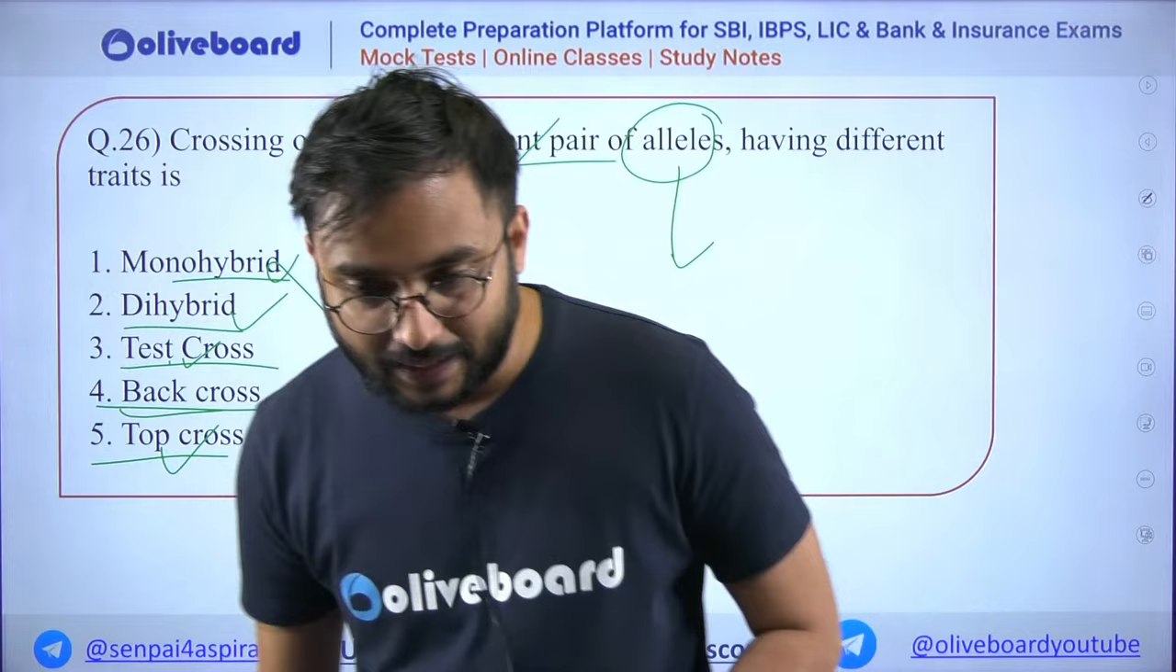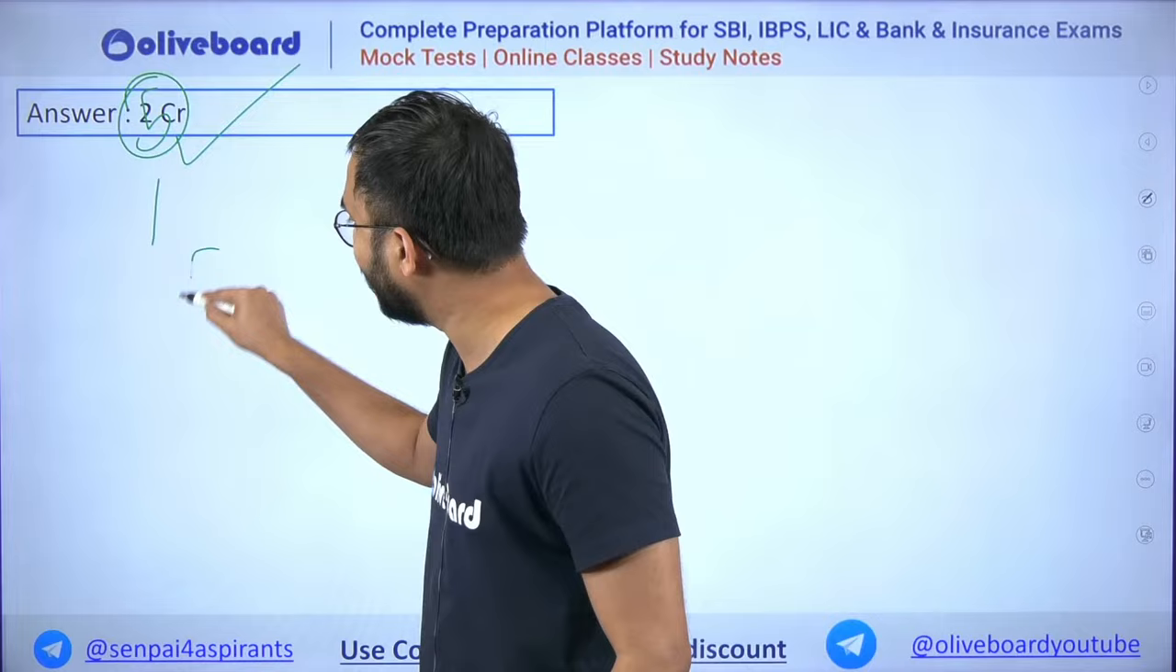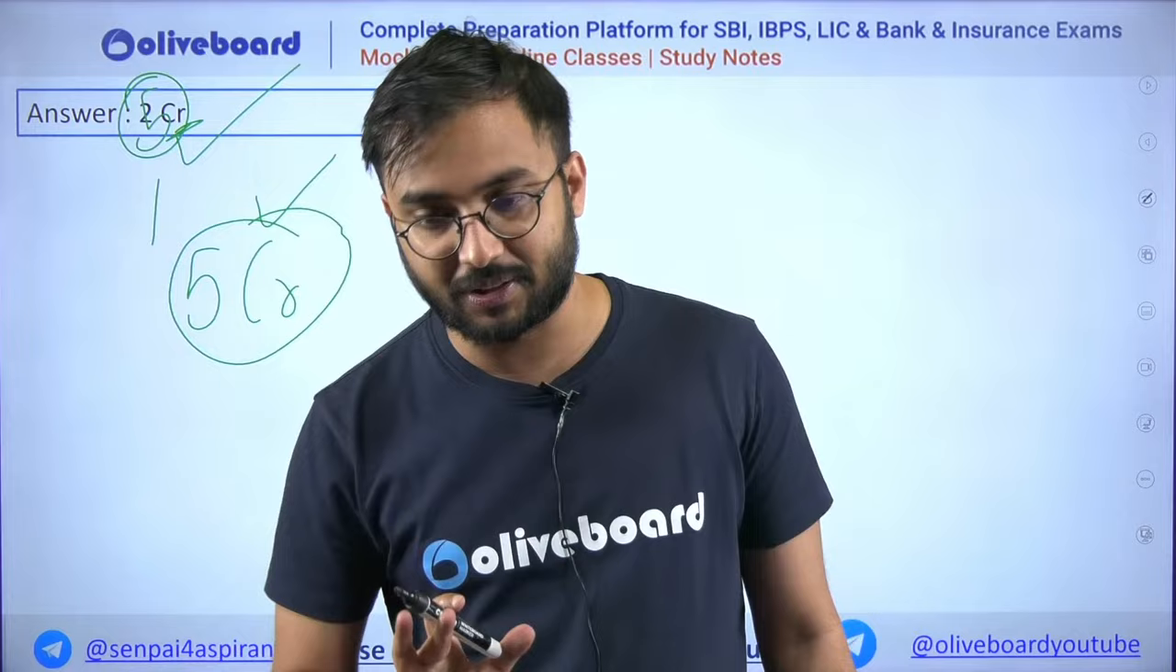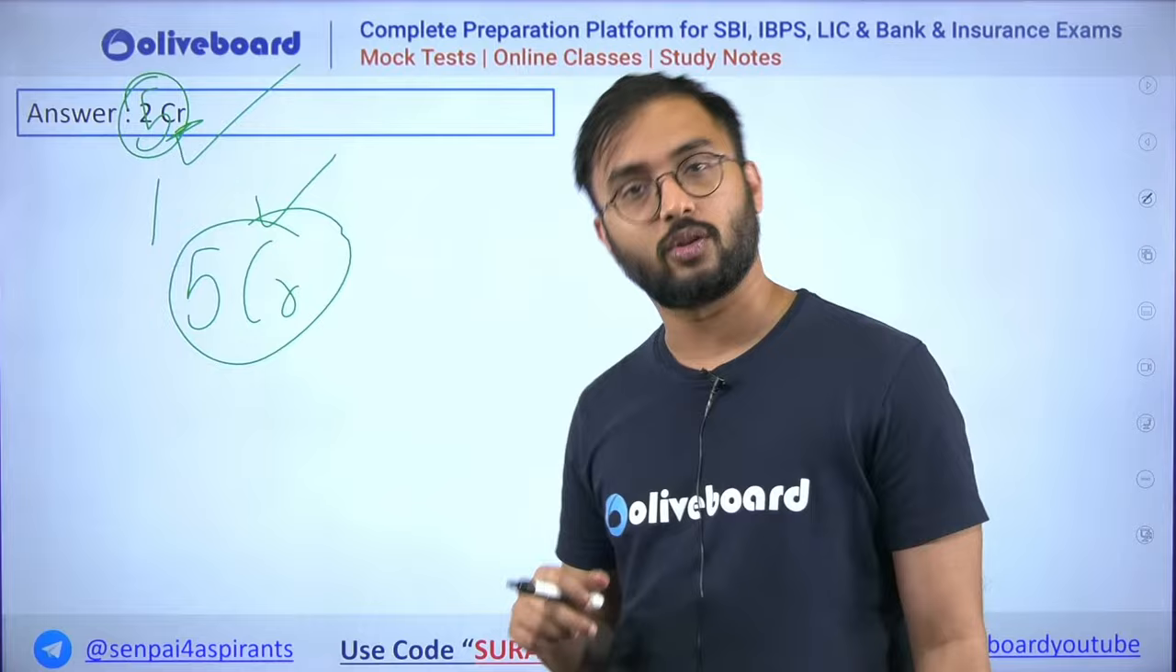Sir, which is correct? Please tell us. 2 crore or 5 crore? I said 5 crore is the correct answer. This was by mistake. 5 crore is the correct answer. Sometimes I can make mistakes. 2 crore is not the answer. I checked it. So, it's 5 crore. That's why I told you, sometimes I can be wrong. It's 5 crore. It's not 2 crore.